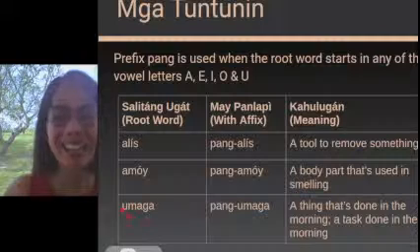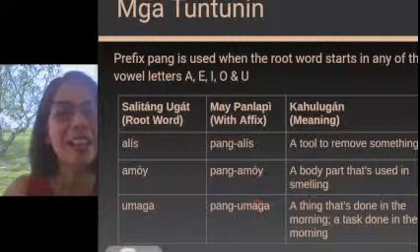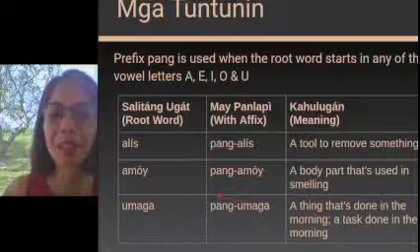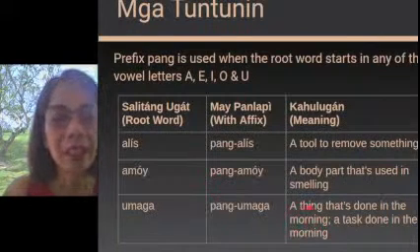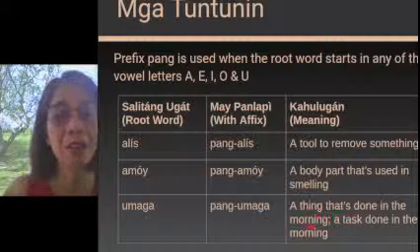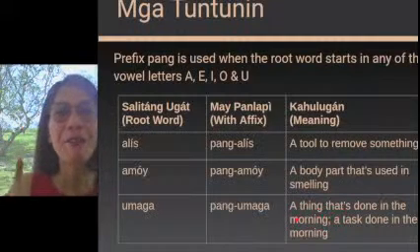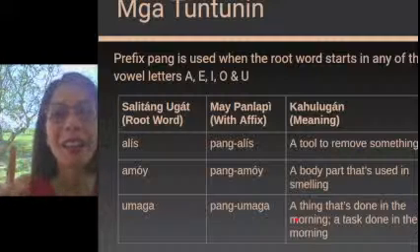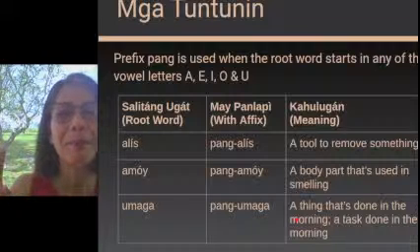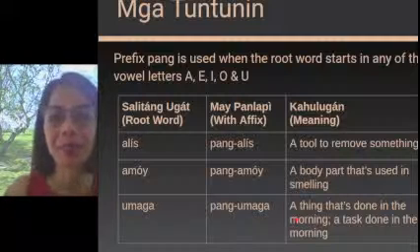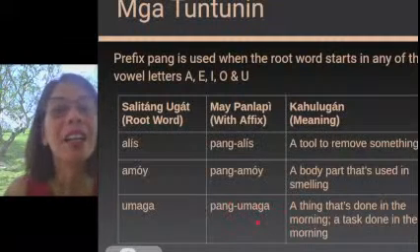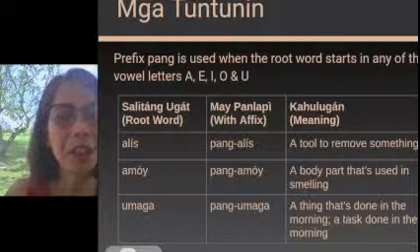Okay. Umaga. Yes, today is umaga, morning. Pang-umaga. Basically, it means morning shift if you are a worker. A thing that's done in the morning. Pang-umaga. Kape. Ang kape ay isang magandang item pang-umaga. Coffee is a good item in the morning. Pang-umaga. Okay.